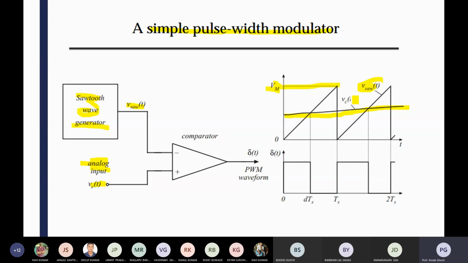Now you are comparing them, so Vc and V sawtooth. When V control is less than your sawtooth, at these positions, V control is less than your triangular one, and for the switch you will get that high pulse. I am going to discuss that.